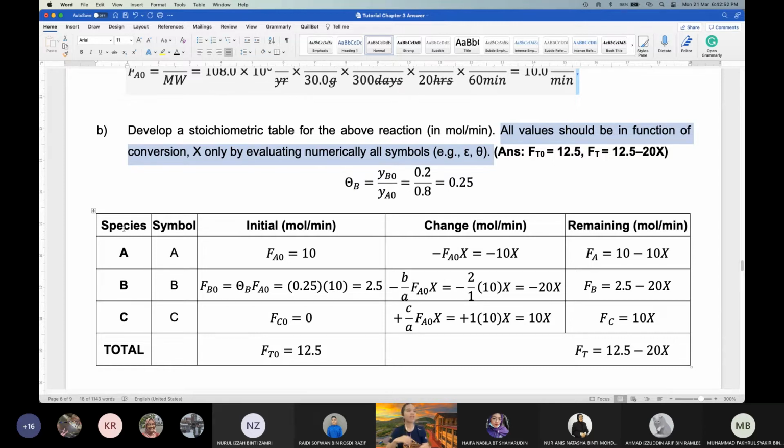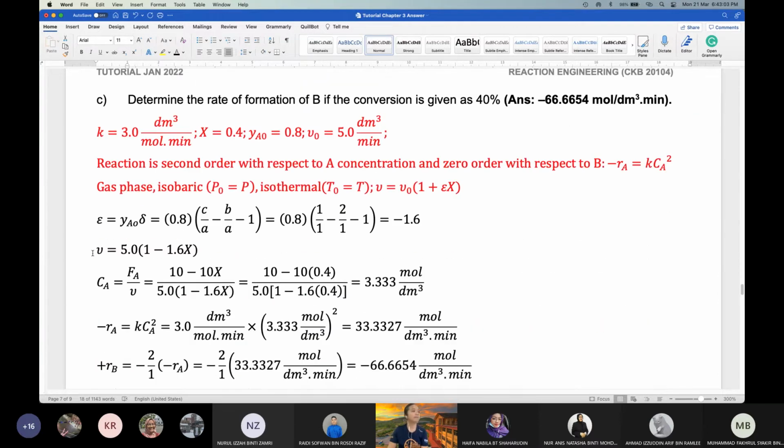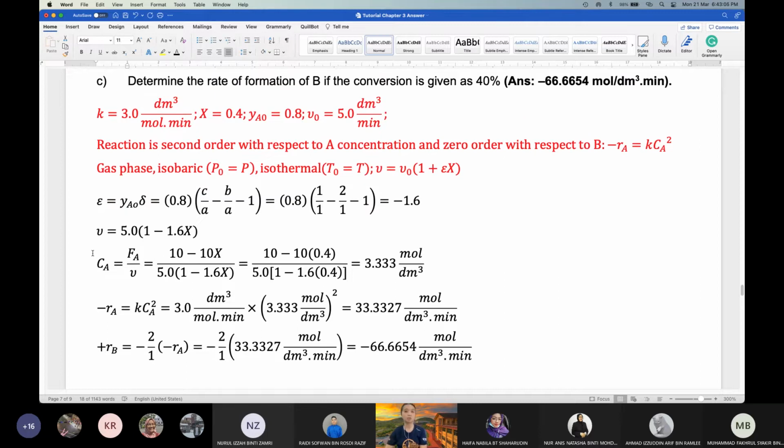Again, the final answer I have already given. And in fact, in this video you can see the table is already there. Please make sure you do it by yourself in this part so that you understand better. Okay, I go to the last part. The last part is actually the important one, or rather, the last part is actually the difficult one.